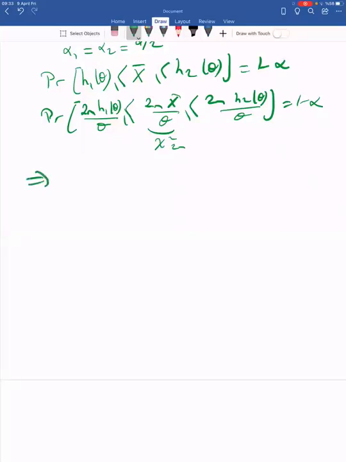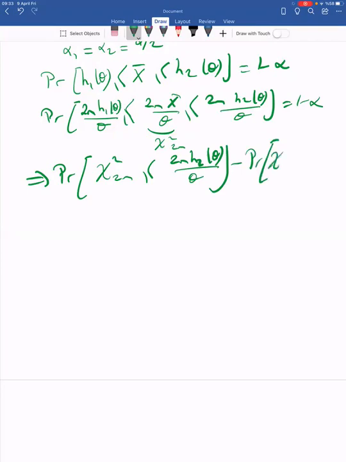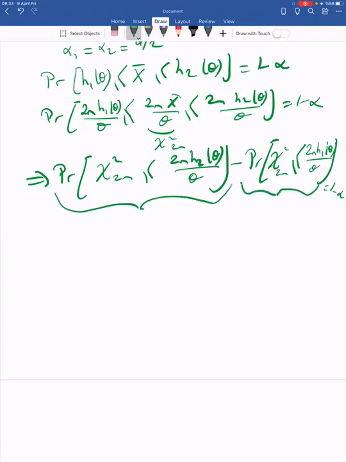Okay, so we can write this probability as: we have a chi-square distributed random variable, the probability that it is less than 2n h2 theta over theta, minus the probability that our chi-square distributed 2n x bar over theta, actually this part, is less than 2n h1 theta over theta. This equals 1 minus alpha. Okay, so what are the probabilities of these? Basically, we know them because we know the alpha values.